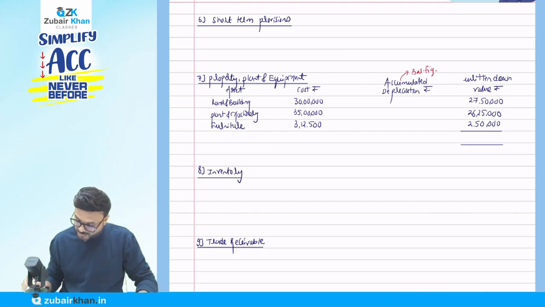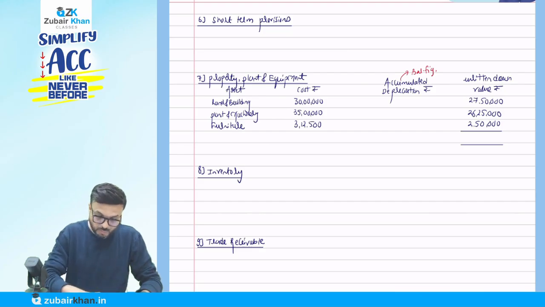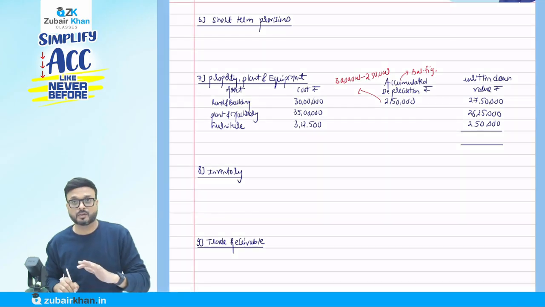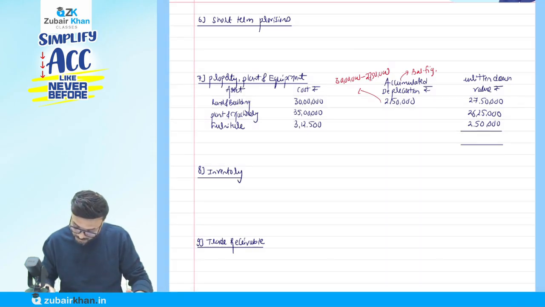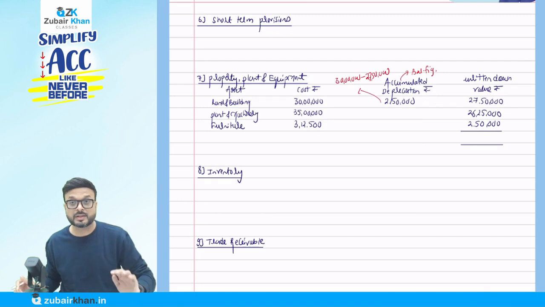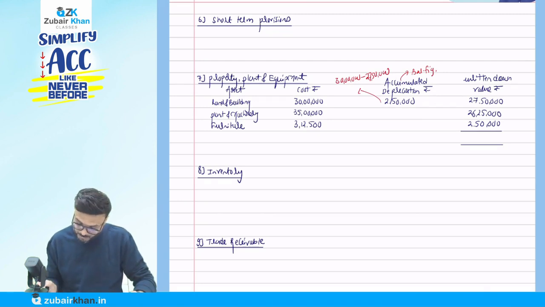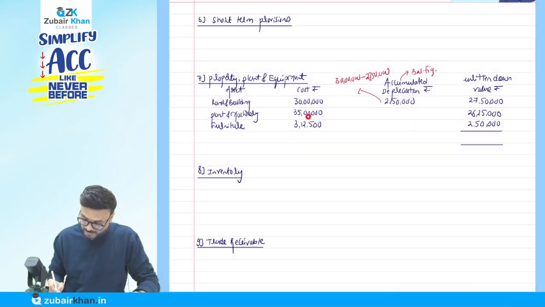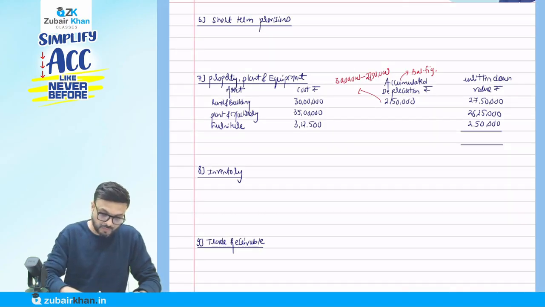Now, we can find it out. 30 lakhs is the original cost, and today the value is 27,50,000. So how do we find out the difference? For your reference, I am writing it down: 30 lakhs minus 27,50,000. Now for the second, 35 lakh minus 26,25,000.